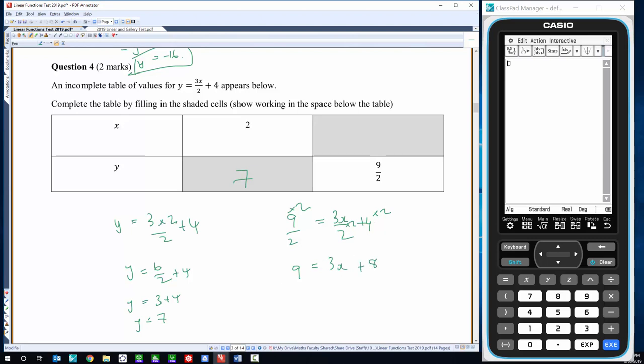All right, now what we're going to do is subtract 8 from both sides, leaving me with 1 and 3x. Divide by 3, divide by 3. 1/3 is equal to x, or x is 1/3. So in that box should be 1/3.